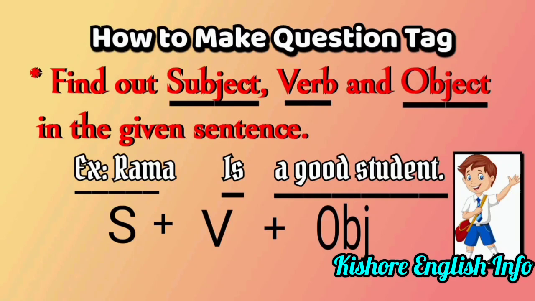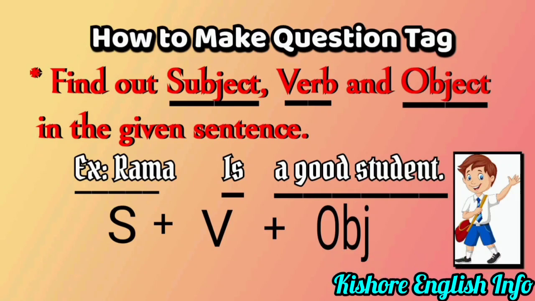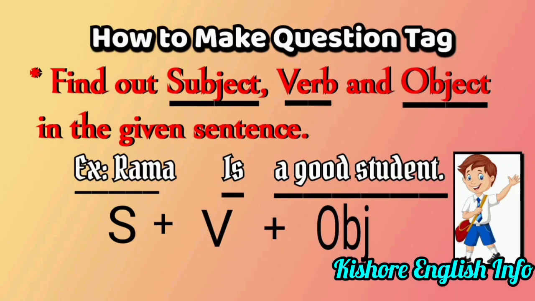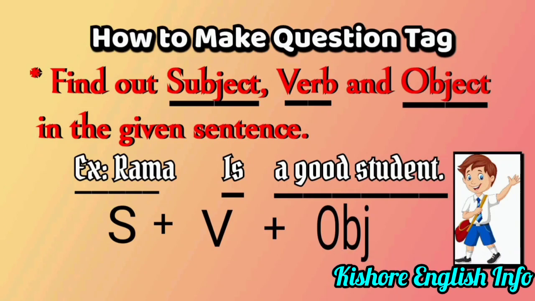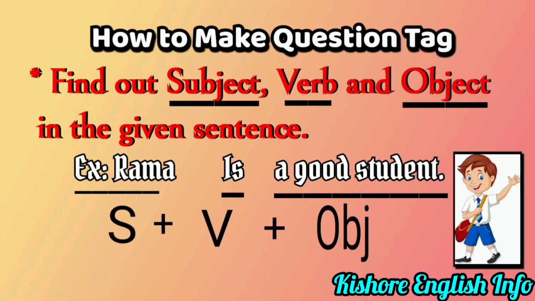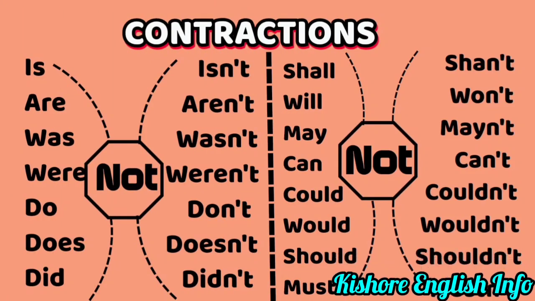Let us see how to frame a question tag. From the given sentence, we need to find out what the subject is, what the verb is, and what the object is. Once you complete this process of identifying subject, verb, and object, 90% of the grammar exercise is already completed. And regarding question tags, there are some methods that we implement in framing them.